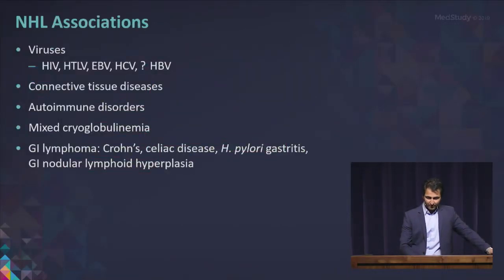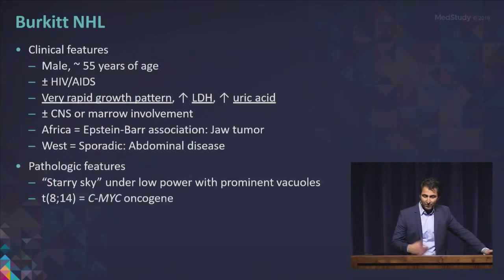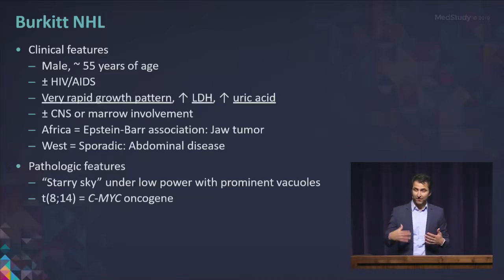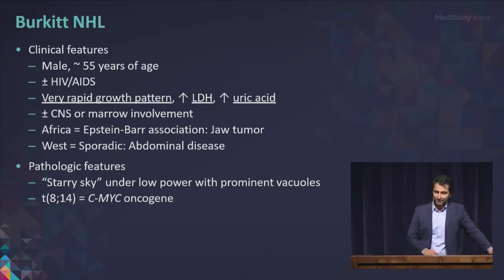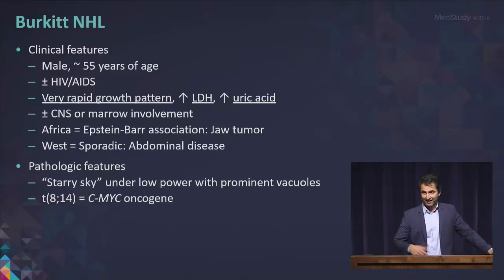Some associations here, which you can look over on your own. Burkitt's is one that shows up a lot because it's so different. This is a very aggressive non-Hodgkin's lymphoma, very rapid growth pattern. These patients often develop tumor lysis syndrome because of the rapid cell turnover. And there's an 8;14 translocation that's seen in Burkitt's, and this had been associated with HIV/AIDS a lot in the past as well.